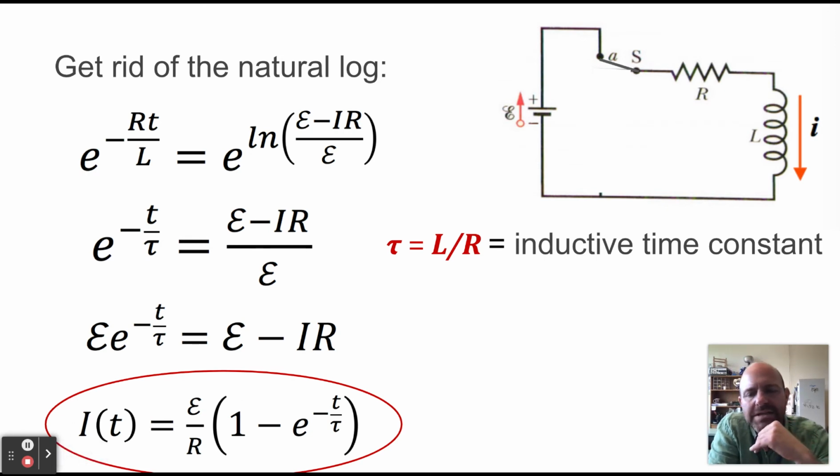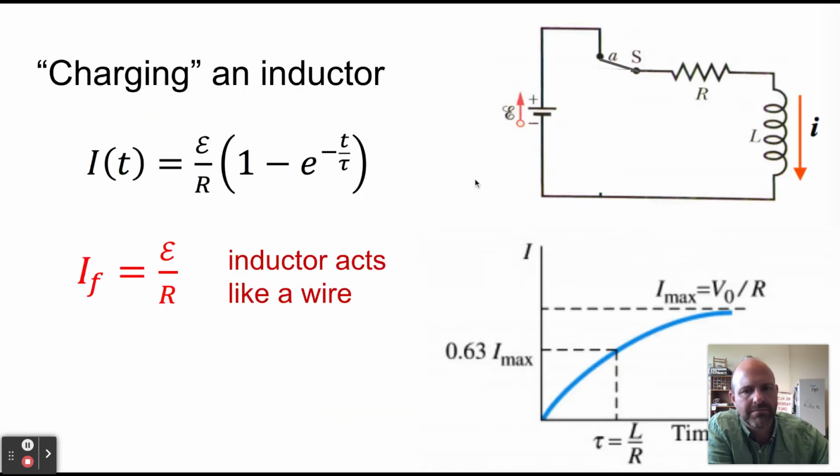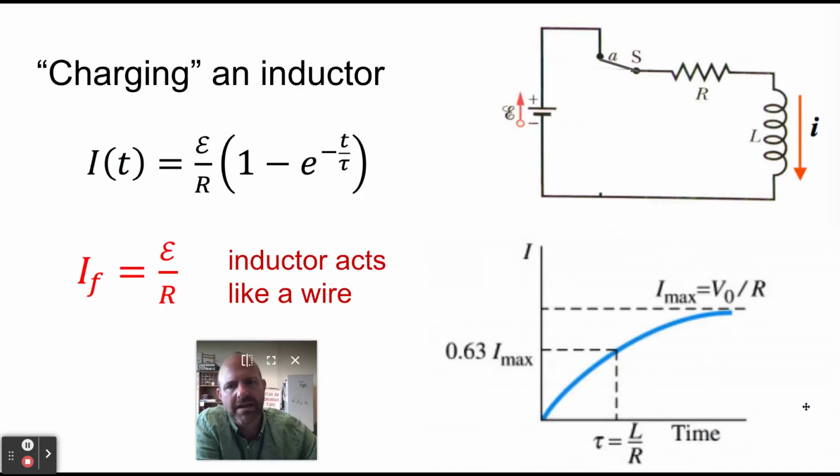The current through the circuit is EMF over R. That's the voltage of the battery divided by the resistance of the circuit. So that's the max current in the circuit, times 1 minus e to the negative t over tau. We start with that. Okay. So if that's the case, tau equals L over R. And this is what it looks like charging an inductor.